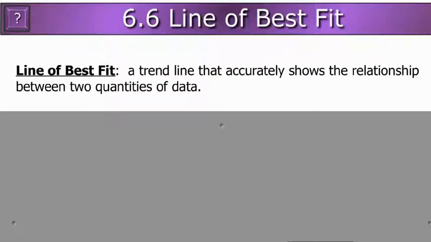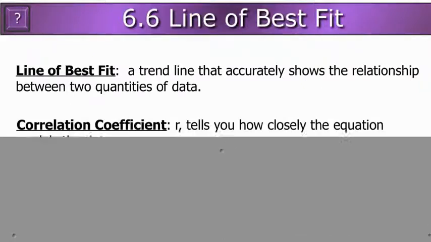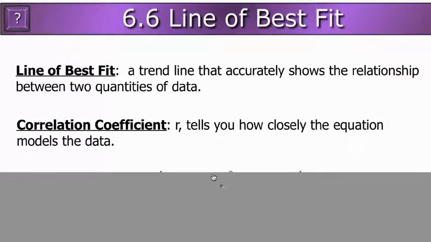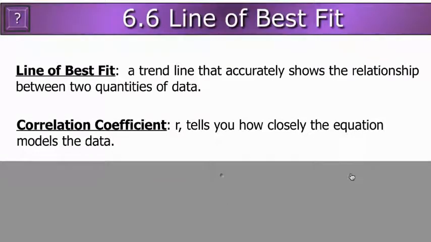In this lesson, we're going to learn how to find a line of best fit using our graphing calculator. Now, a line of best fit is a trend line that actually shows the relationship between two quantities of data. We're used to the two quantities of data being called x and y, our independent variable and our dependent variable. So, make sure that you have your graphing calculator available, because we're going to talk about some things that are going to come up on the graphing calculator, such as the correlation coefficient.